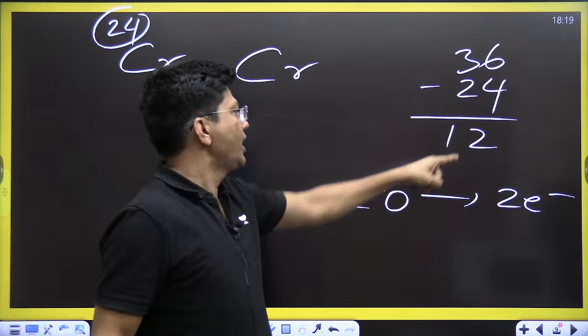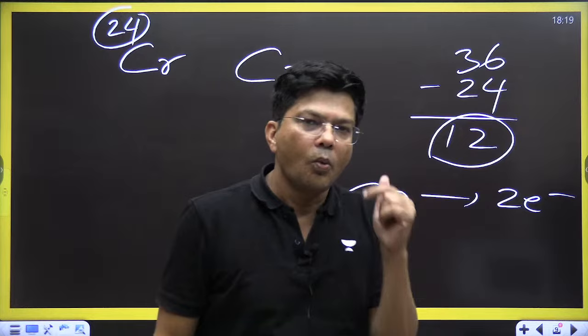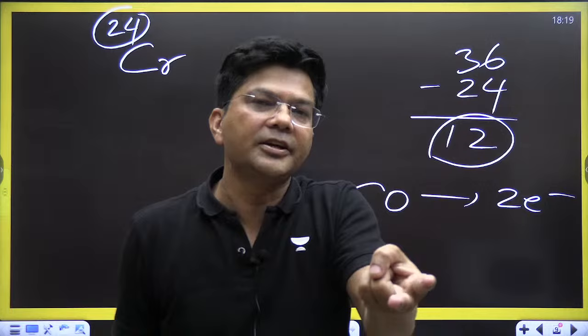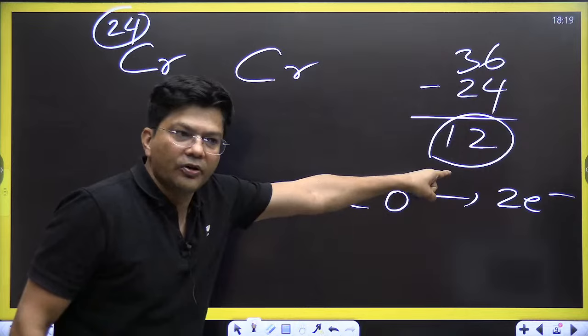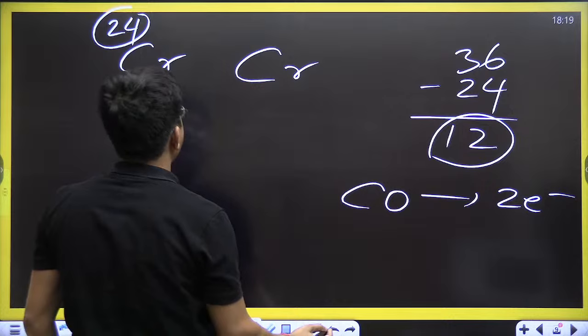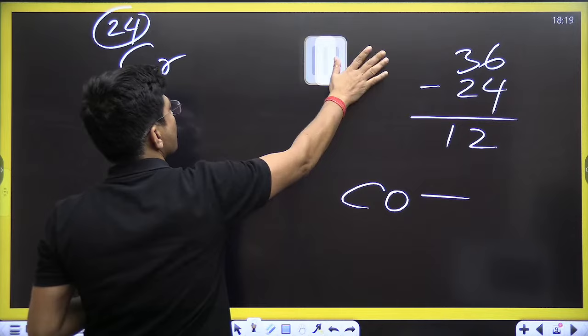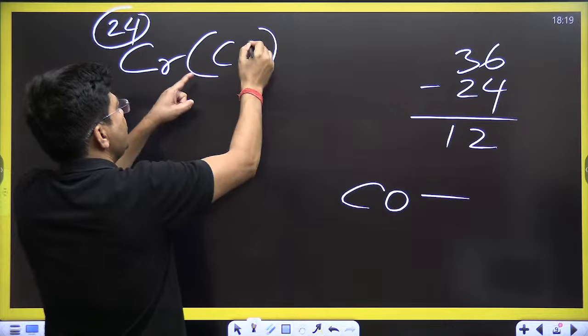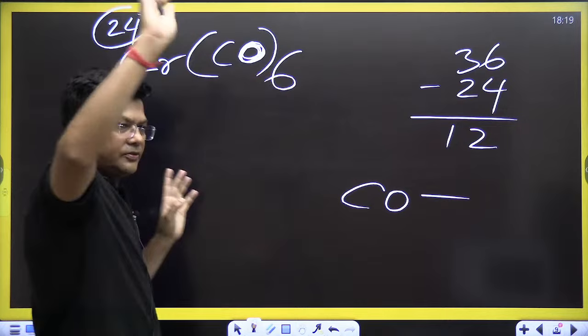One CO is having 2 electrons. So how many CO will be having 12 electrons, kids? Tell me. Yes, 6. So if the examiner is asking how many CO carbonyl we should write, it is 6. Got it? Everyone got it?